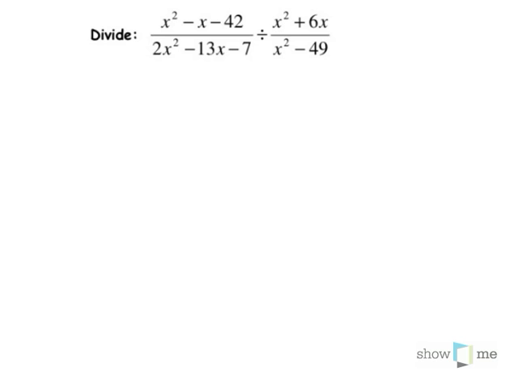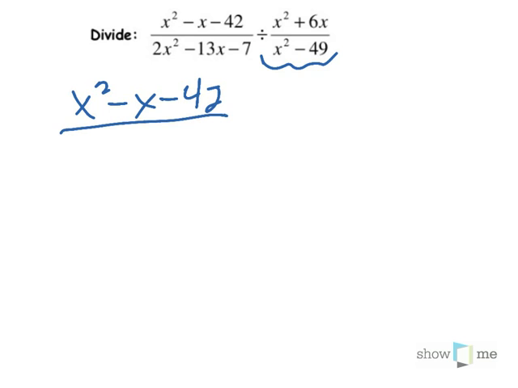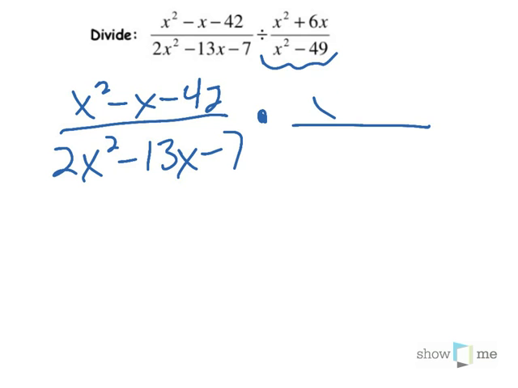Now let's do this really long one. And before I start factoring this time, let me just flip this really quick. So this problem is going to be x squared minus x minus 42 all over 2x squared minus 13x minus 7 times, because it's a division, so we're going to skip, flip, multiply. I'm going to flip that second one. That's going to be x squared minus 49 over x squared plus 6x.